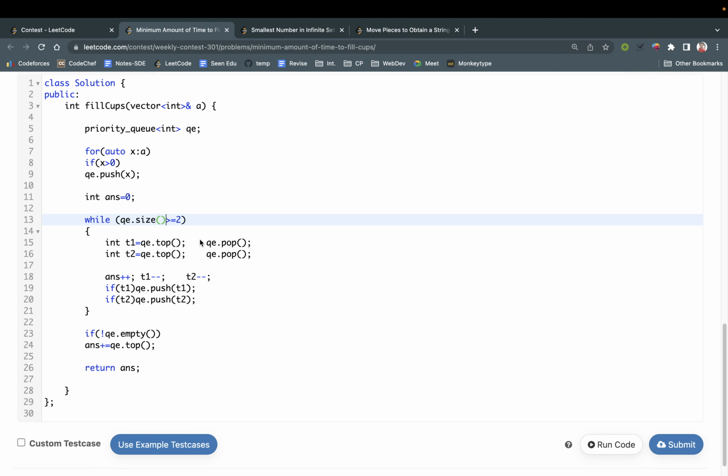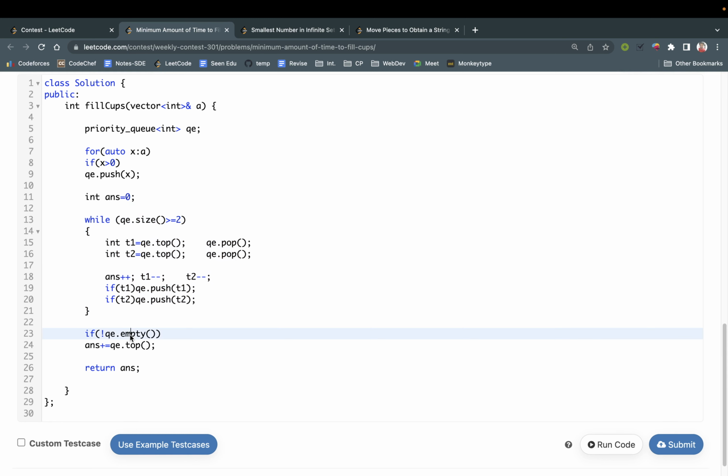So here, the same thing I am doing: taking out my two topmost greater cups and incrementing the answer once again, and each time decreasing them, and if T1 and T2 are still greater than 0, then again inserting them into my queue. So this way we always get the first two of the tops, which are always greater in our queue.